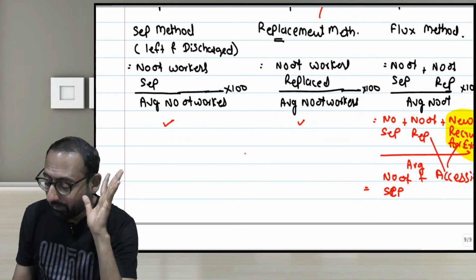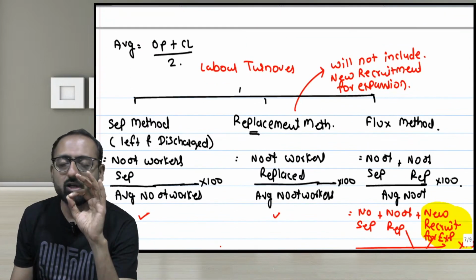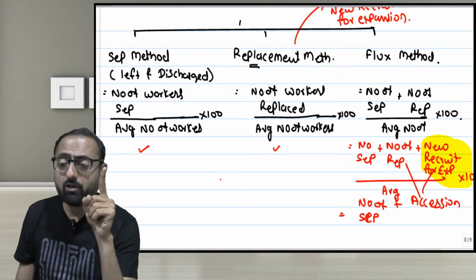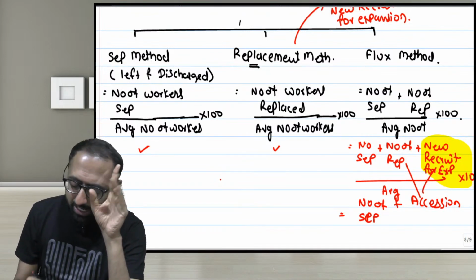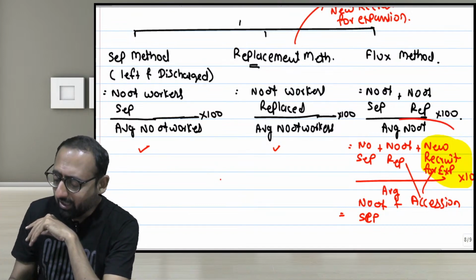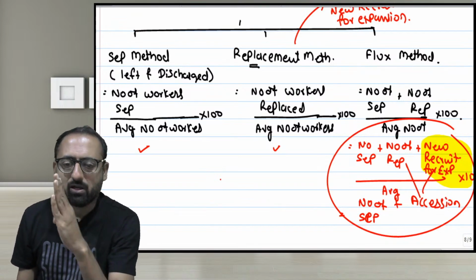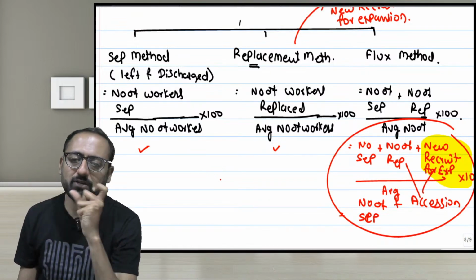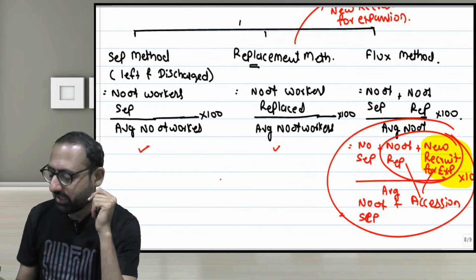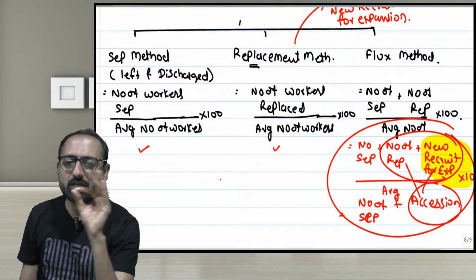Okay? So remember this, my very humble request to you. Replacement will not include new recruitment for expansion. So if in a question new recruitment for expansion is given, separated workers are the same and the replacement ratio will be the same. Only under the flux method will you have to change the formula: number of workers separated plus number of workers replaced plus new recruitment for expansion, divided by average number of workers. New recruitment plus replacement is also called accession. You'll have to remember this name, accession.